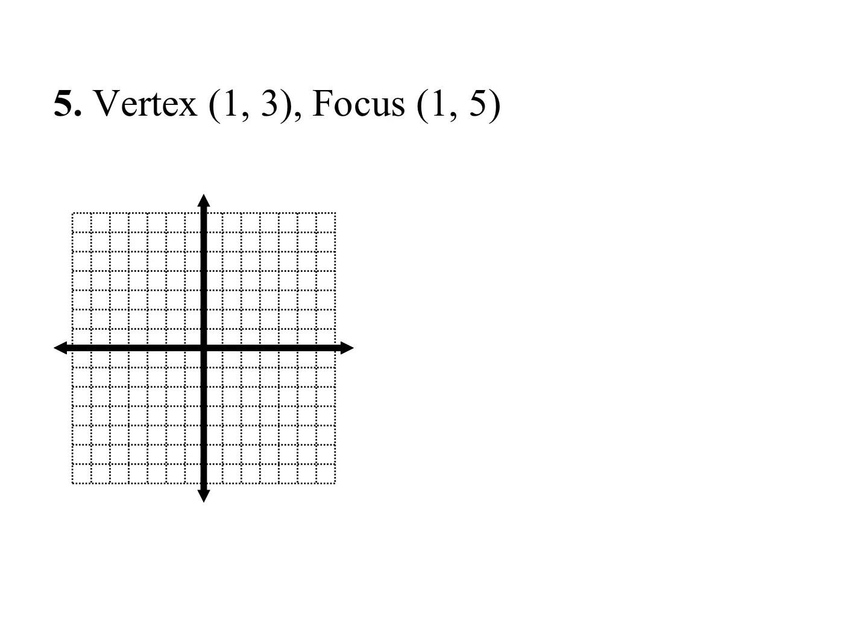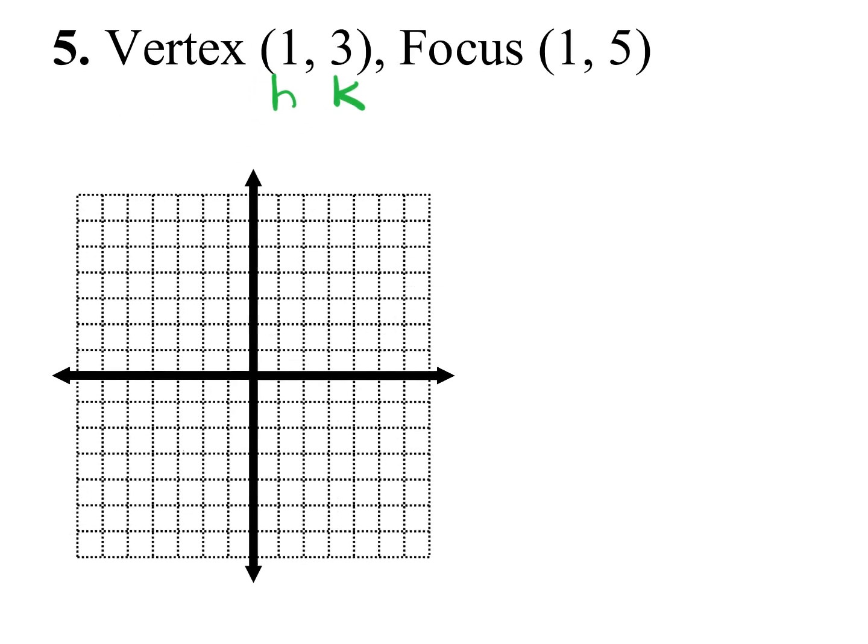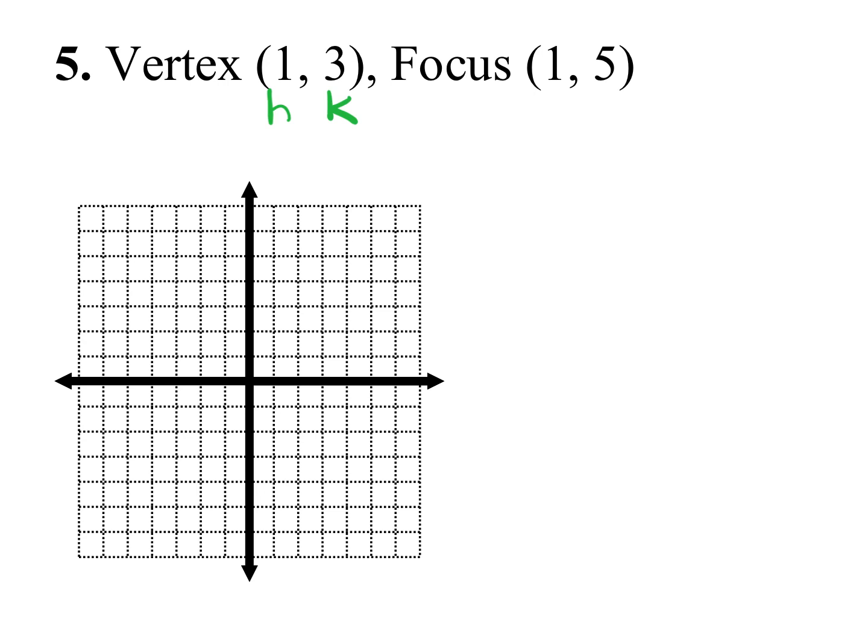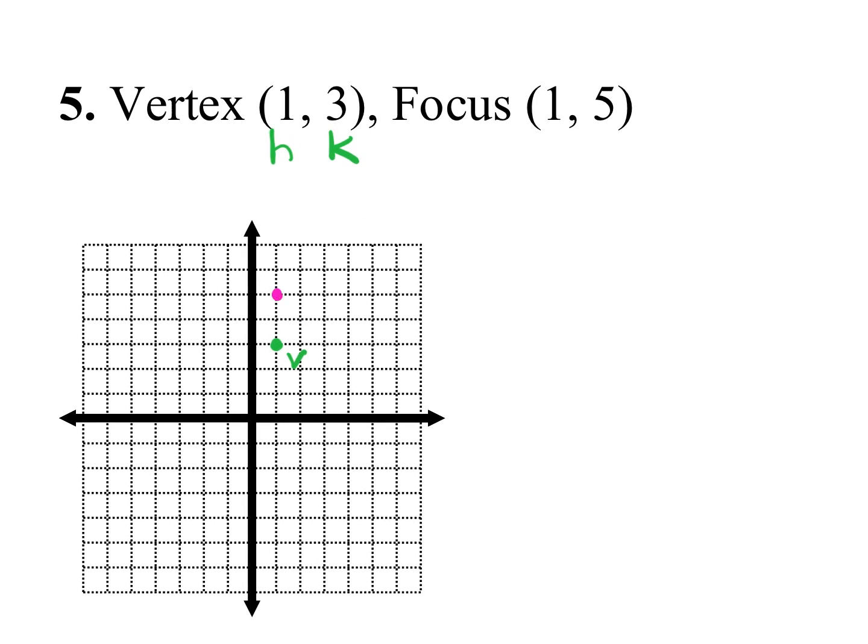Okay, number 5. You're given a vertex and you're given a focus. You want to try this one on your own? Sure. Give it a go. X equals or y equals? Y equals. What's your a? 1/8. Okay, let's lay it out. Your vertex is h, k. Your focus is just an x, y point. With a vertex of 1, 3 and a focus of 1, 5, that opens around the focus, so it opens up. That's how you know it's y equals.